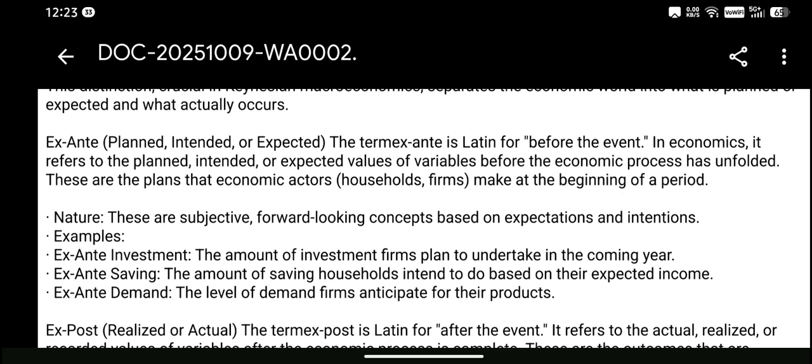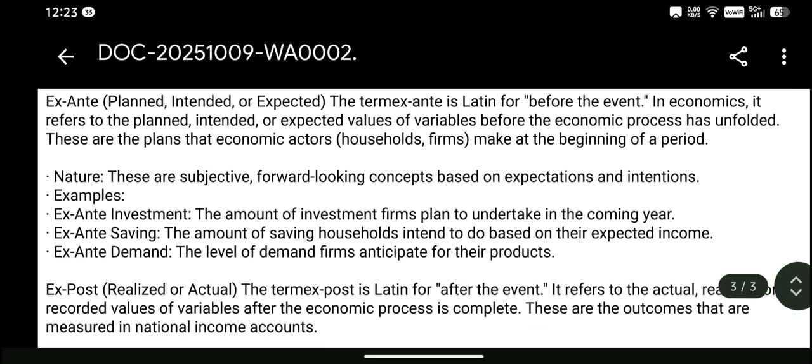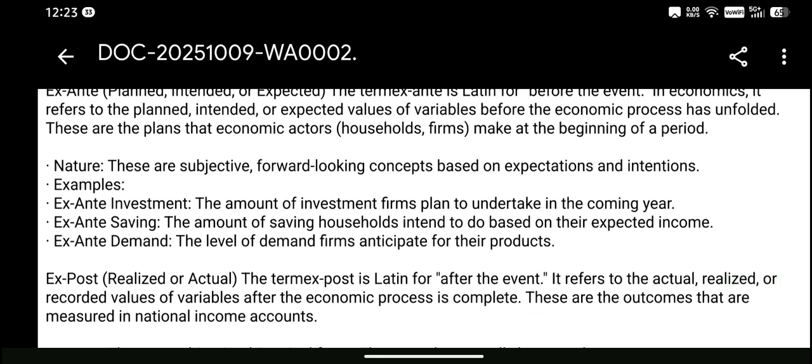The term ex ante is Latin for before the event. In economics, it refers to the planned, intended, or expected values of variables before the economic process has unfolded. These are the plans that economic actors, households and firms, make at the beginning of a period. Nature: these are subjective, forward-looking concepts based on expectations and intentions.